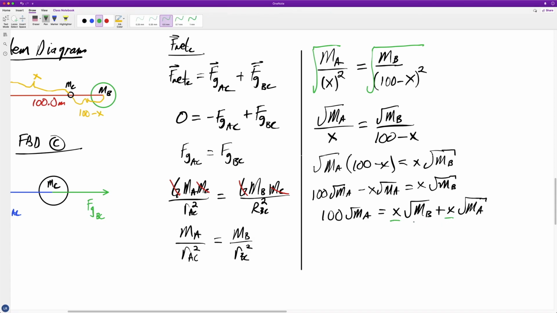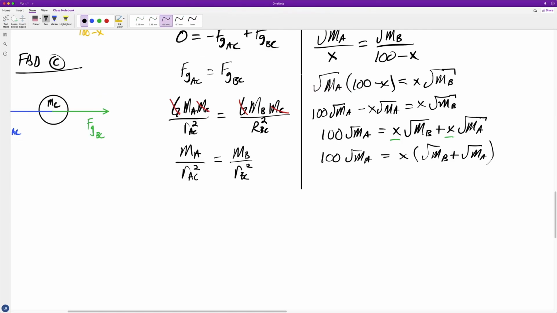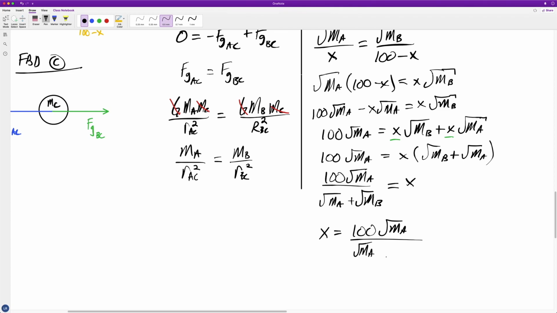As you can see, X is common to both of these terms, so I'm going to take a common factor. And finally, I'm going to isolate for X. This bracket is bonded via multiplication, and the opposite of multiplication is division, so we're left with 100 root MA over root MA plus root MB equals X. I switched the order of these things for no other good reason other than I prefer them in alphabetical order, which I realize is a very particular thing and not necessary. It just looks prettier in my opinion.